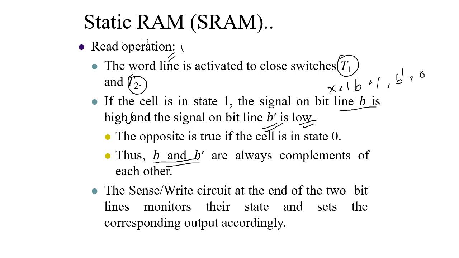The sense and write circuit at the end of the two bit lines monitors their state and sets the corresponding output accordingly. The sense and write circuits are the intermediate device between the cell and the bus. In between the bus and the cell, this sense and write circuit behaves as an intermediary. Here these sense and write circuits get control signals such as read/write bar and chip select signals.